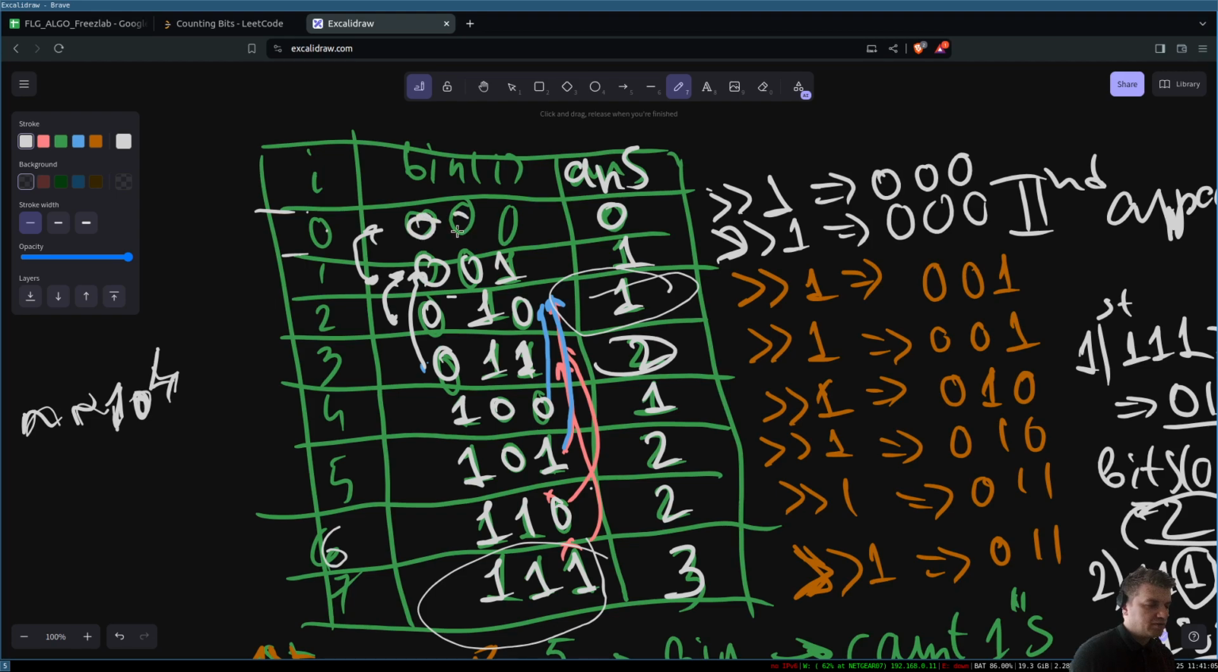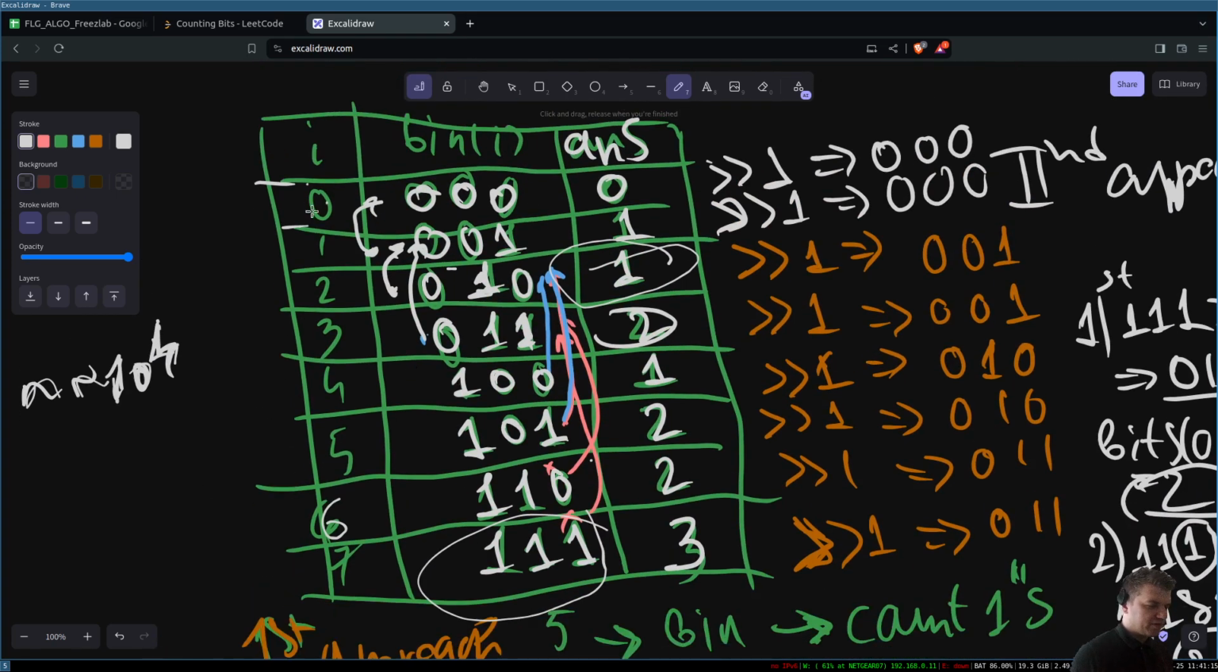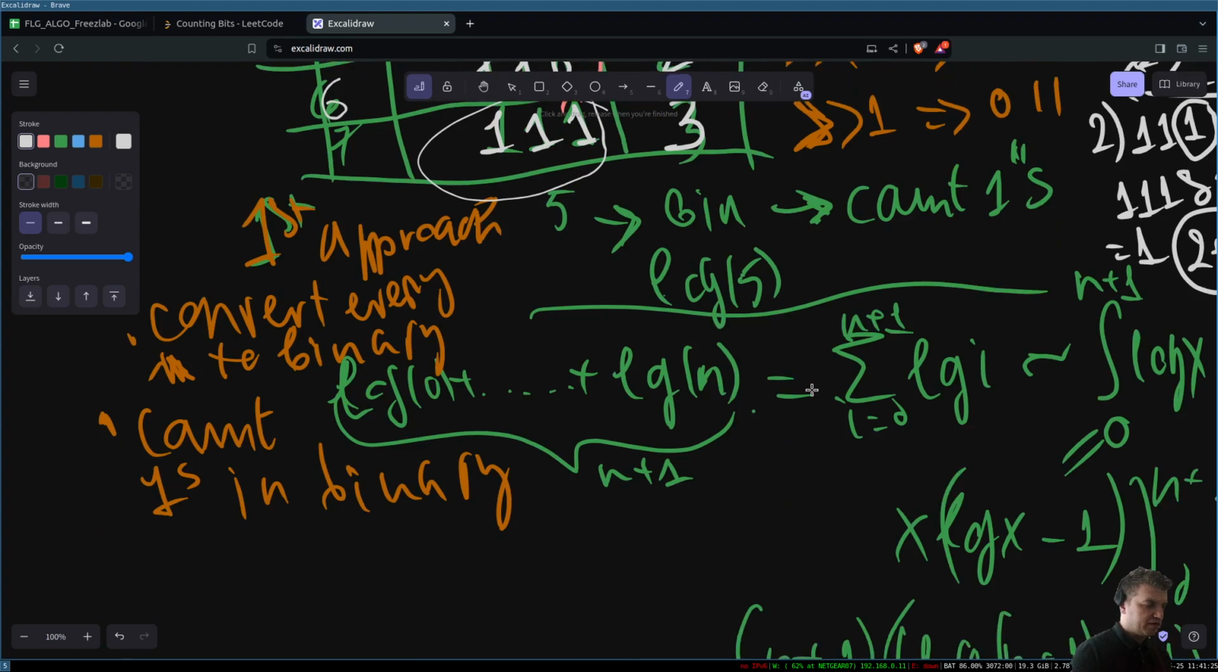So the question is how to efficiently calculate this number of bits for this sequence. For every number I, I can convert it to its binary representation and get an answer. Converting to binary for every I is going to be log of I. So the sum of complexity is going to be log of 0 plus and so on plus log of n, and there are n plus 1 elements in the sum.